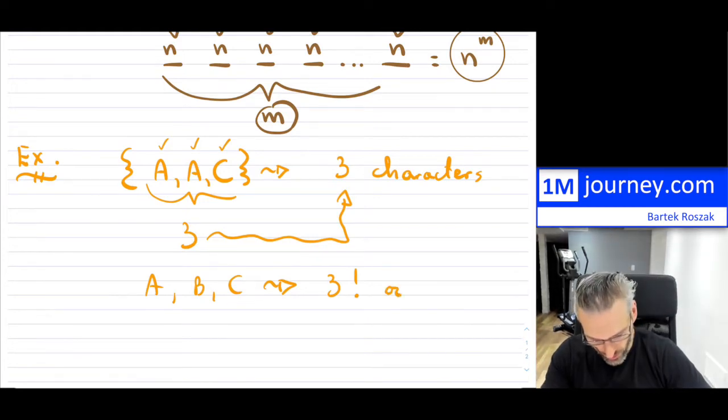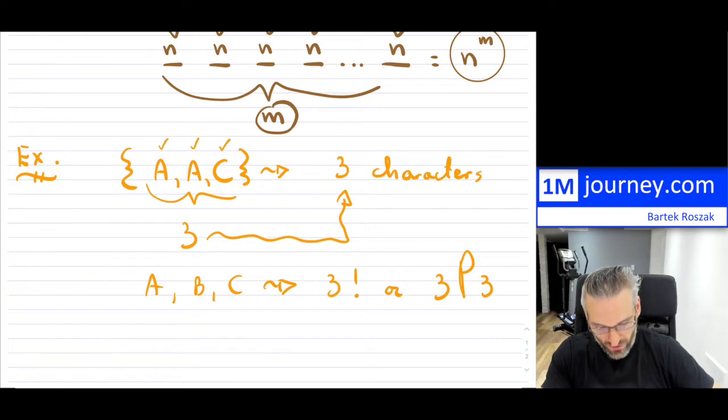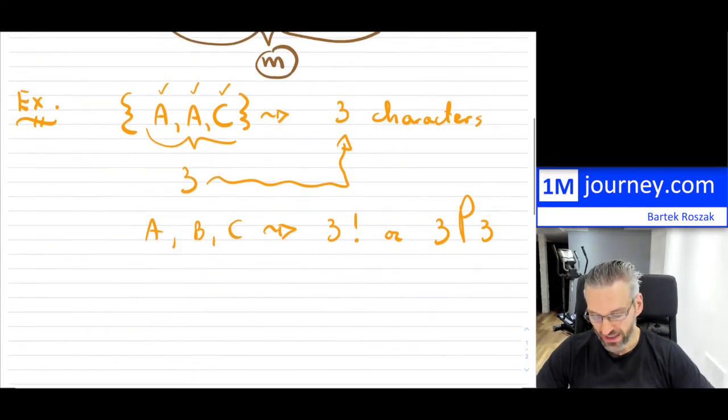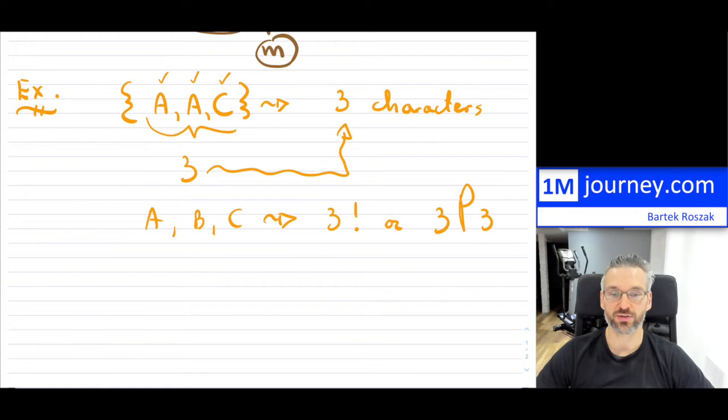Or, we could write it as 3 because we have 3 items, and we're permutating them, and we're reserving 3 of them. So it's 3P3 or just 3 factorial, which is exactly the same thing. Now, because we're repeating one of the characters, it won't be 3 factorial anymore because the A and the A will be indistinguishable.